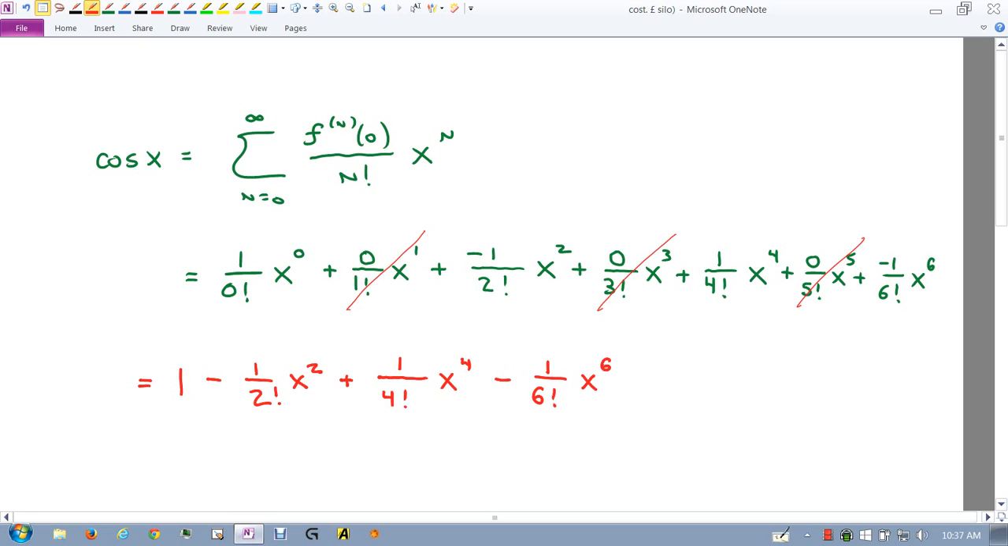Now, we didn't write more of them out, but let's see if you can predict what the next one's going to be. Plus or minus? Plus 1 over 8 factorial x to the 8th. Next one, minus 1 over 10 factorial x to the 10th plus dot, dot, dot. Yes? Yes.